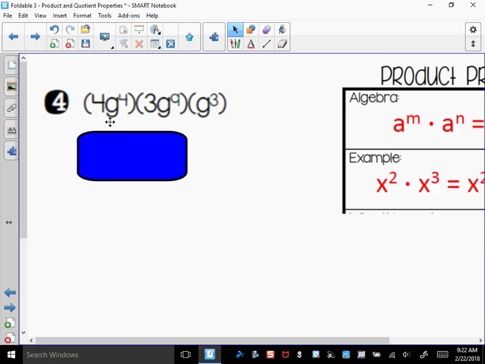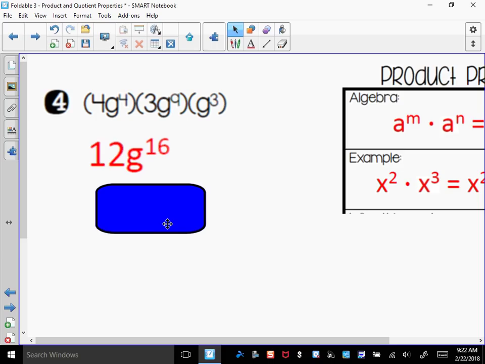Same thing here. You have those coefficients there. You have 4 times 3, and technically times 1, so that gives you 12. And then you add all of your g's together. How many g's do I have? I have 4 plus 9 plus 3. All right, very good. That's going to give you 12g to the 16th.